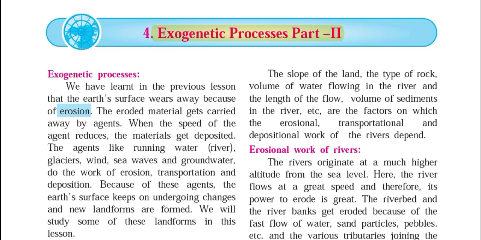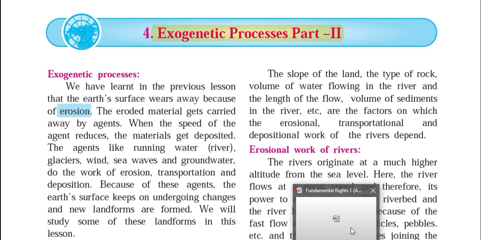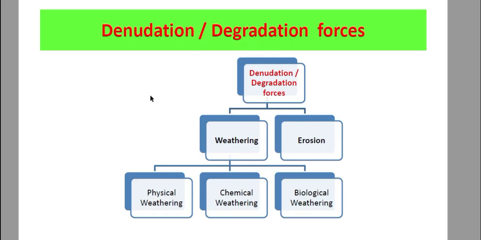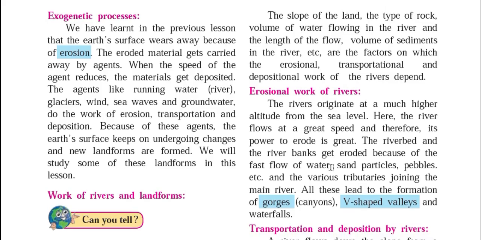Before moving ahead, let's have an overview of the previous session. We have already discussed the denudational forces, also known as degradational forces. In that we saw two major processes: the weathering process and the erosion process. Under weathering, we saw physical or mechanical weathering, chemical weathering, and biological weathering. In today's session we will discuss the different landforms made by the erosion process and the different erosional agents.